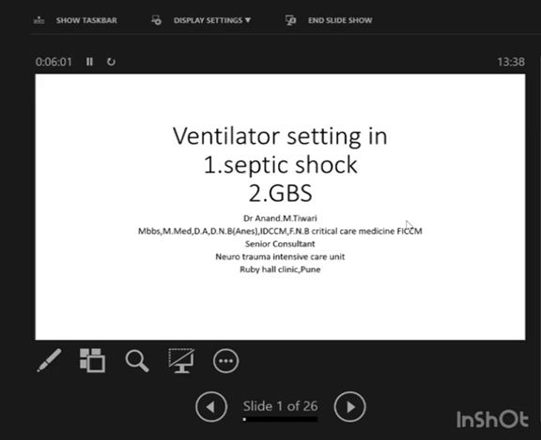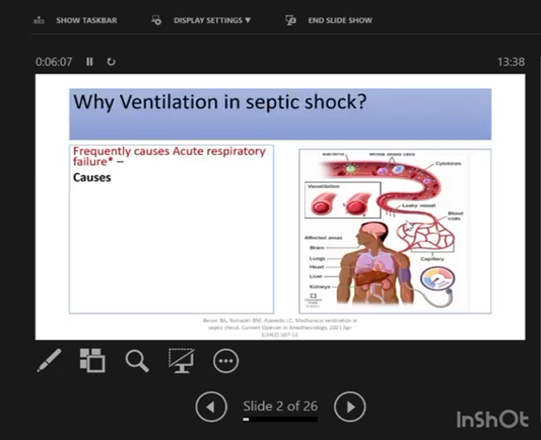So in sepsis, sepsis is very common in ICU. You'll get a sepsis patient, and the question arises, why do I need ventilation in septic shock? So that was the first question I asked myself. Why is the topic given to me, ventilation in septic shock? Any answers from your side? Why do you want a septic shock patient to be ventilated?